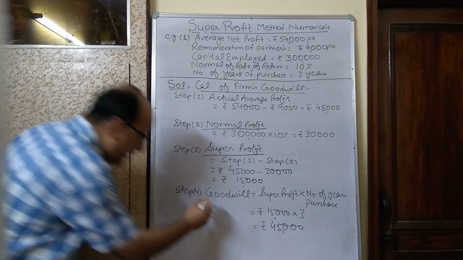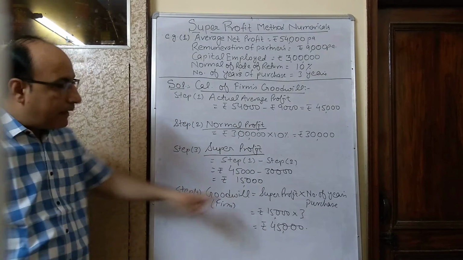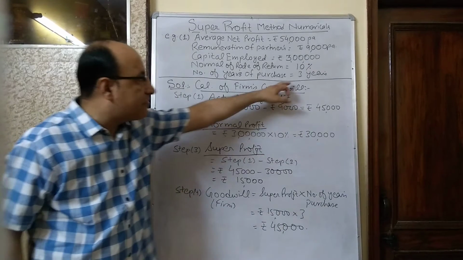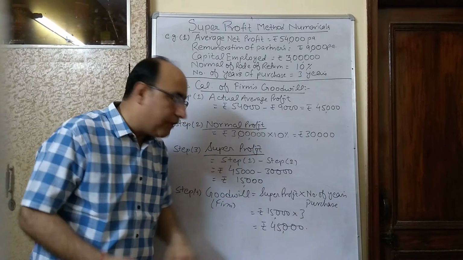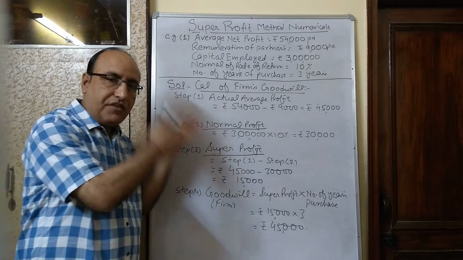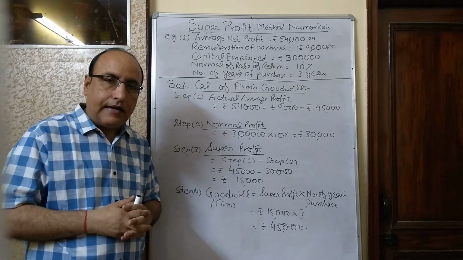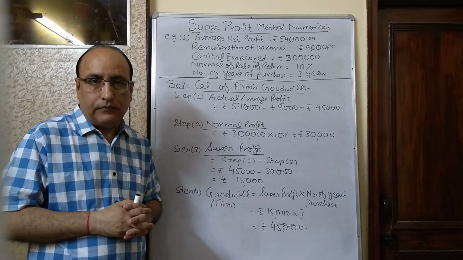The firm's goodwill is super profit multiplied by number of years of purchase. Number of years of purchase is given as 3 years. Super profit we had calculated as 15,000 in the third step. It will be 45,000. Through this example, you have understood how to calculate the goodwill through the super profit method.